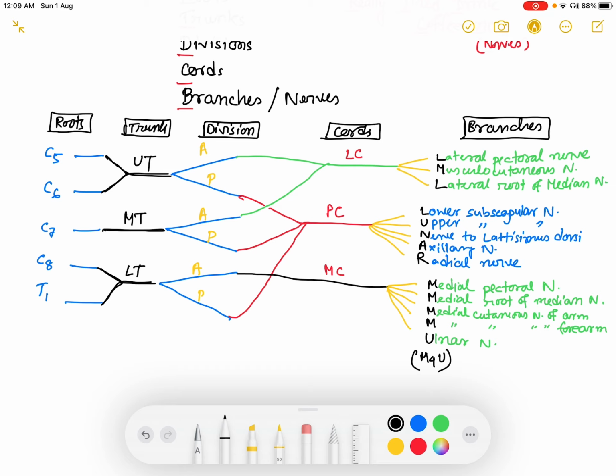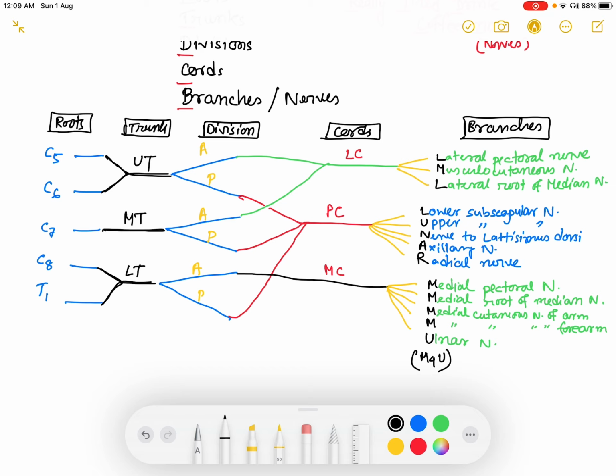But if you memorize it by the mnemonic ULNAR, you may find it difficult to distinguish between the ulnar nerve and the ulnar mnemonic. So here I purposefully wrote the mnemonic LUNAR instead of ULNAR, because the ulnar nerve is a branch of the medial cord. So from the lateral cord LML, from the posterior cord LUNAR, and from the medial cord M4U. So these are the branches of the cords.